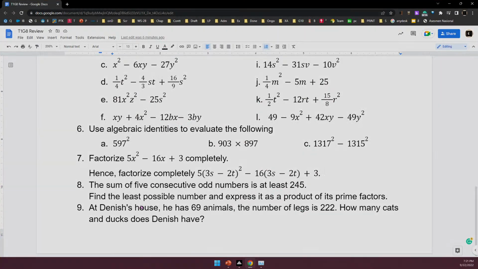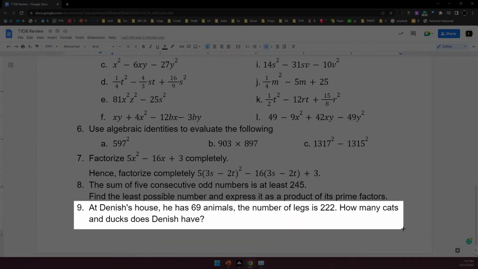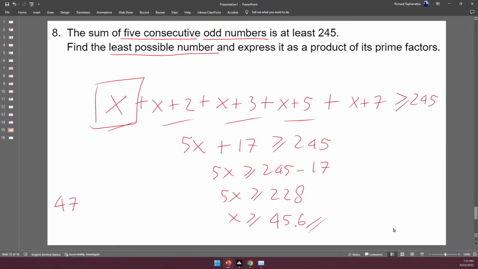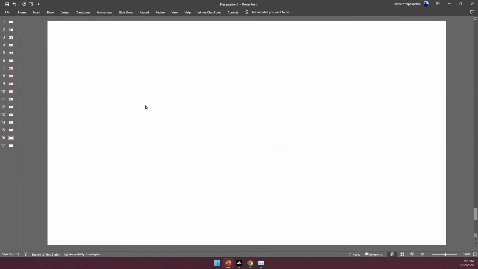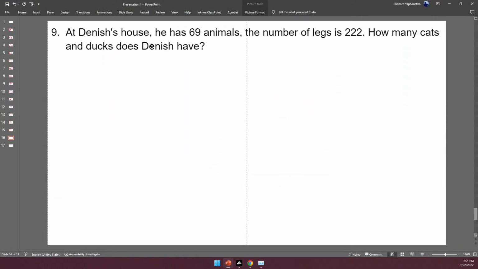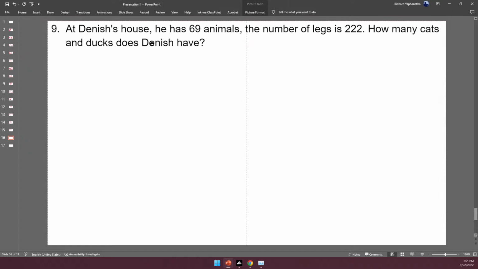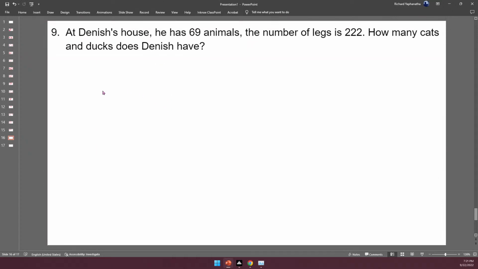Number 9. The question is from Dennis. I literally asked Dennis. When I was writing this question, I asked Dennis to pick a random number, and Dennis said it is 69 for no reason. And then I made a question about Dennis. So Dennis has 69 animals. Imagine 69 animals at Dennis' house. The number of legs is 222. The question is, how many cats and dogs does Dennis have?